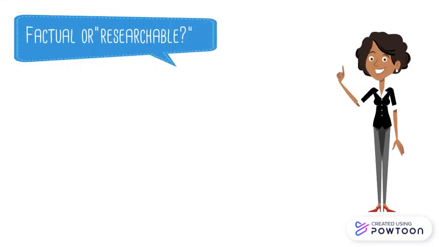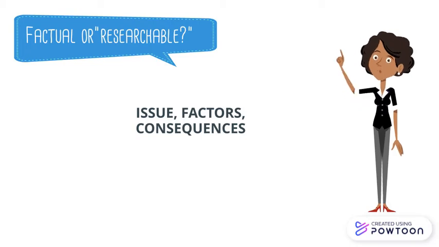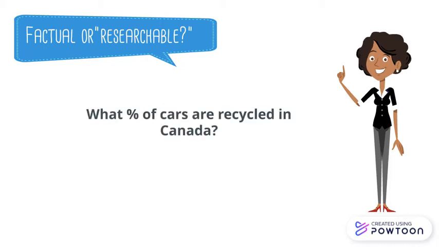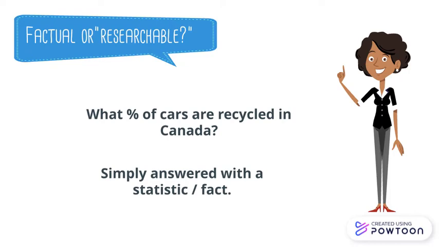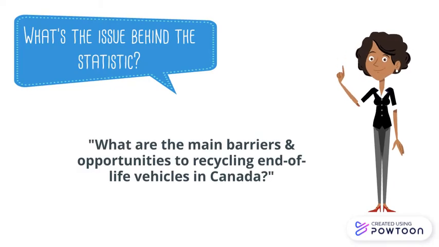Another pitfall you'll avoid is accidentally choosing a factual question rather than a research question. A real research question requires that you explore an issue, such as the factors leading up to an event and/or its consequences for society. So a question such as what percentage of cars are recycled in Canada isn't a research topic because it can be simply answered with a statistic or a fact. Instead, think about the issues behind the fact, which you can then develop into a viable research question, such as what are the main barriers and opportunities to recycling end-of-life vehicles in Canada.